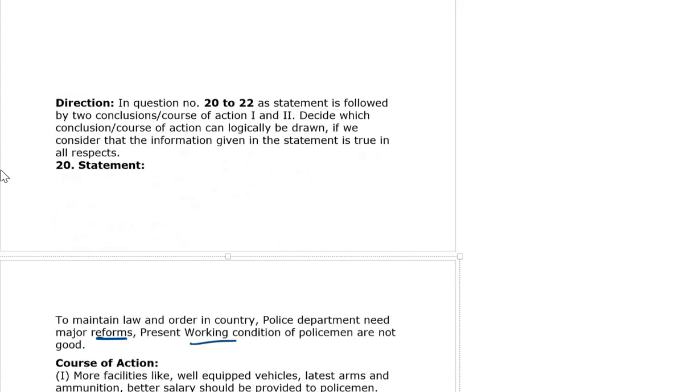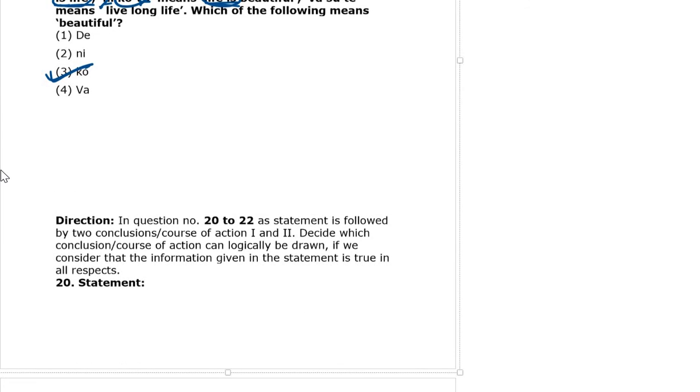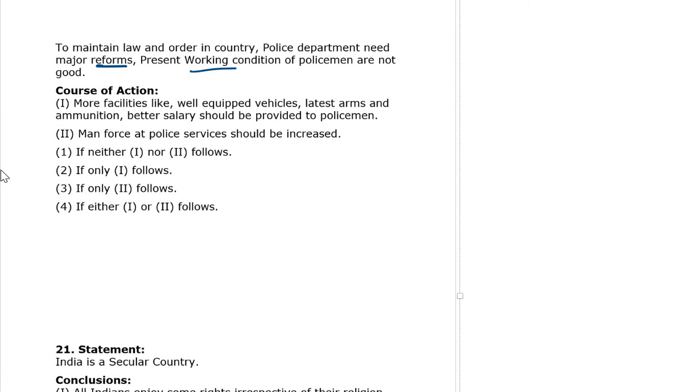So that is the problem. So what is the solution for this problem? One is more facilities like well-equipped vehicles, yes. Latest arms and ammunition, better salary should be provided to the policemen. Okay, reforms, major reforms. That means some changes should be made in the police force.